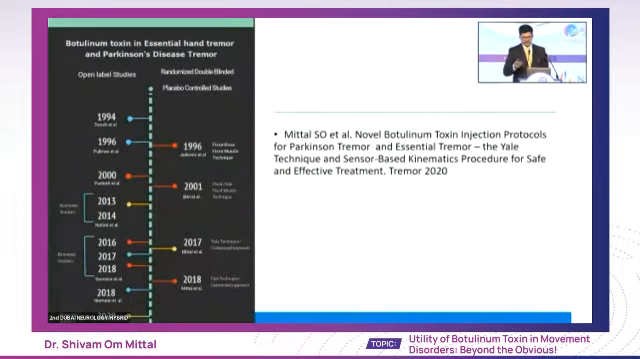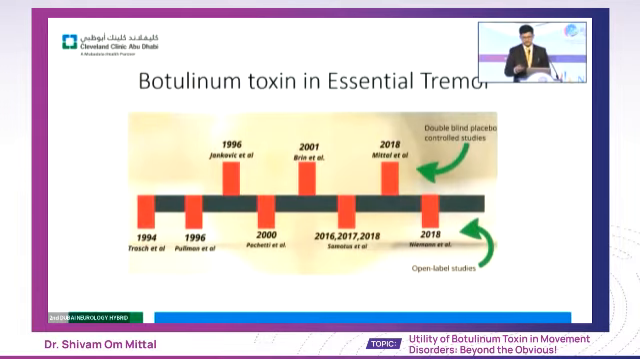Now this is a timeline, a review article we published. There is only one randomized study published for Parkinson's tremor, but for essential tremor, which is the second topic, there are now three randomized studies published, and there's a phase 2 study currently going on in the US. And we did a randomized study in essential tremor as well, published in 2018. So there were three studies now.